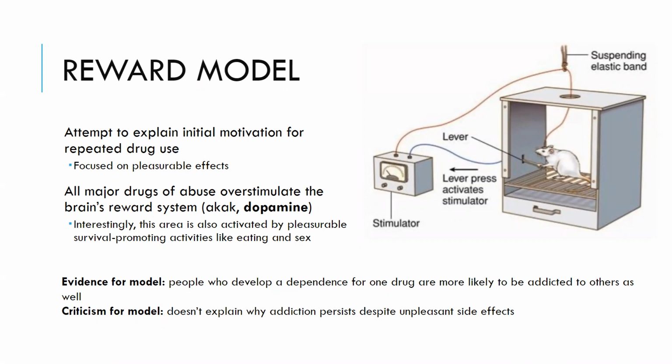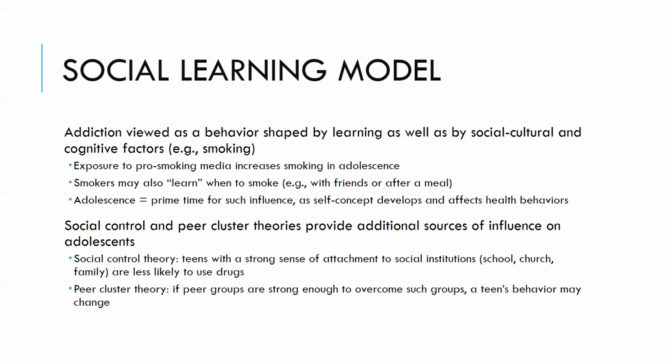Evidence for this model comes to us in the form of people who develop a dependence from one drug are more likely to become addicted to others. Meaning that this person's almost gotten hooked on dopamine, so to speak, and so it's easy to transition from one drug to the next. Criticism for this model is that it doesn't really explain why addiction persists despite unpleasant side effects. So, for instance, overdosing or vomiting regularly or getting into financial or legal or interpersonal trouble. At this point, the drug's no longer really pleasurable theoretically, so why would use persist?